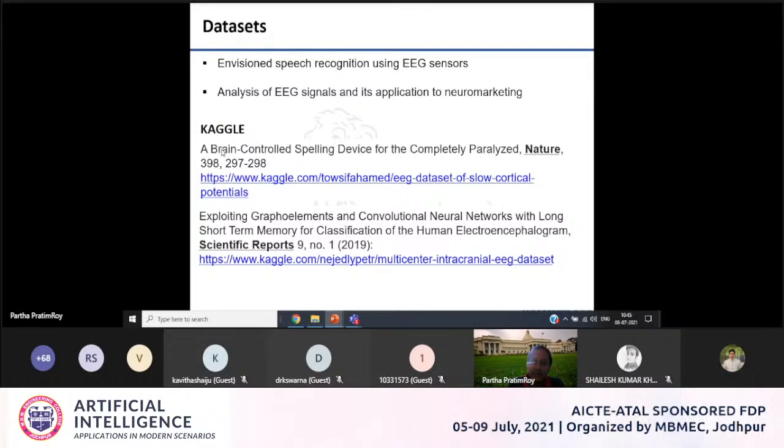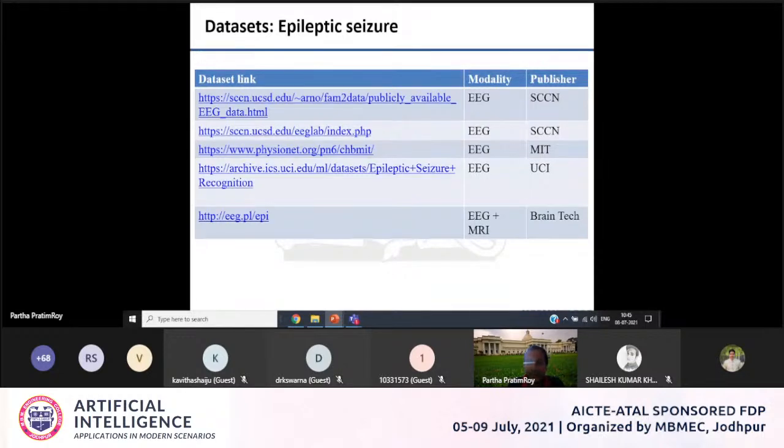In Kaggle competitions, you will find several data sets, such as brain-controlled spelling devices and exploiting graph elements. Many EEG data sets are available. If one is interested in disease diagnosis, epileptic seizures, and depression, many data sets are available. You can look for them, and these are some of the data sets we have found. The epileptic seizure data set I was talking about, we used with a hospital, and that data set is not available because there are some privacy issues, so we could not make it public.